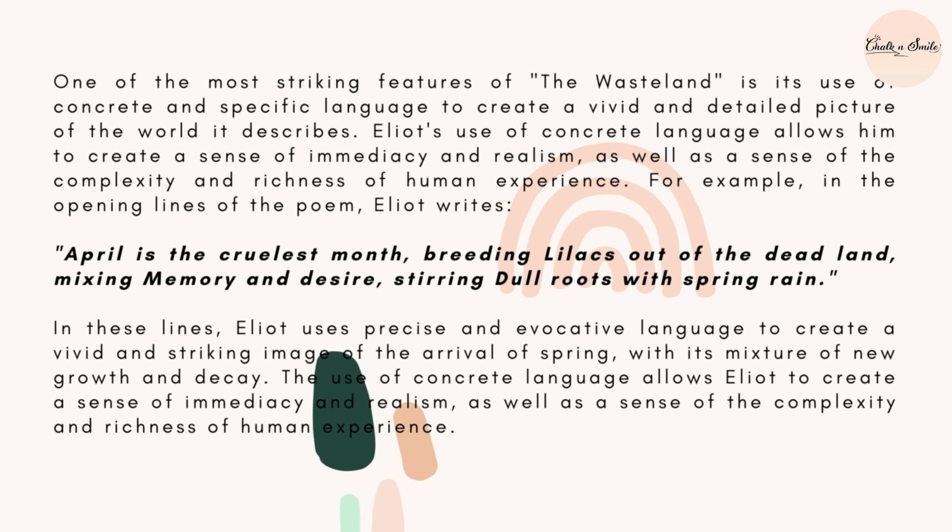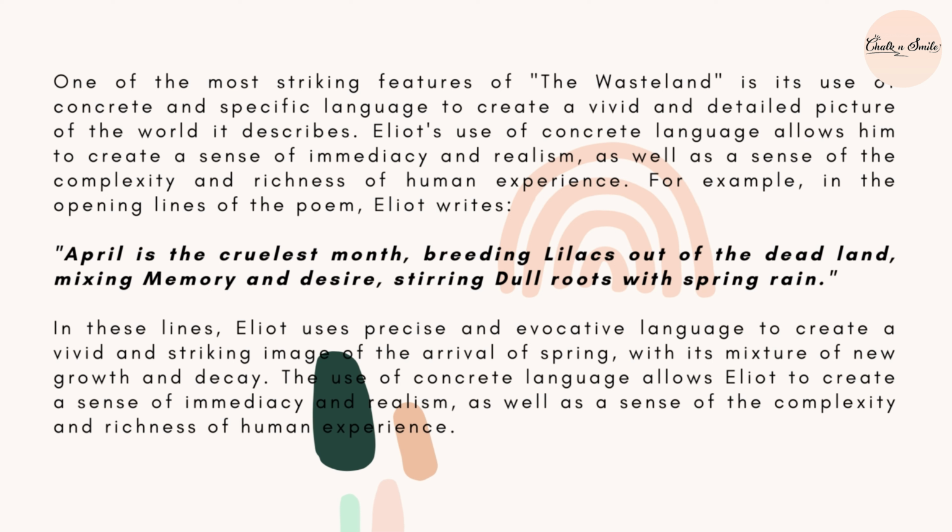One of the most striking features of The Waste Land is its use of concrete and specific language to create a vivid and detailed picture of the world it describes. Eliot's use of concrete language allows him to create a sense of immediacy and realism, as well as a sense of complexity and richness of human experience. For example, in the opening lines of the poem, Eliot writes, April is the cruelest month, breeding lilacs out of the dead land, mixing memory and desire, stirring dull roots with spring rain.